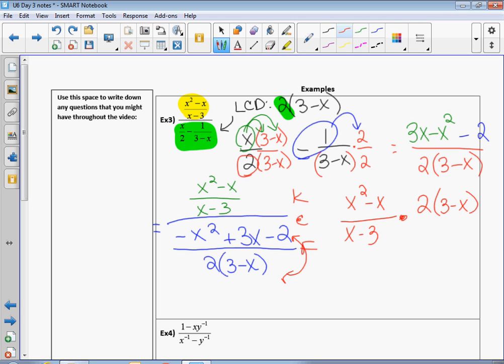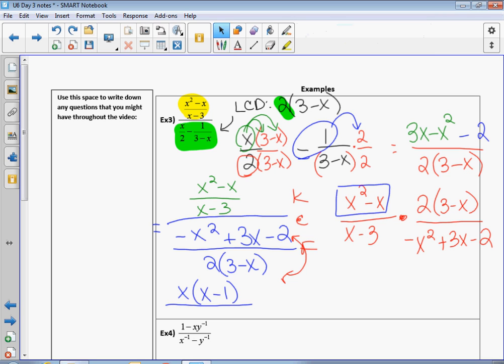So 2 times 3 minus x goes on top. In the denominator, I get the negative x squared plus 3x minus 2. Before I smush this, though, I want each piece to be in factored form. So let me go to this first numerator. How can I factor this? I need to see if they have anything in common, which they do. I'll factor out an x, leaving me with x minus 1. The denominator, x minus 3, is fine as it is.